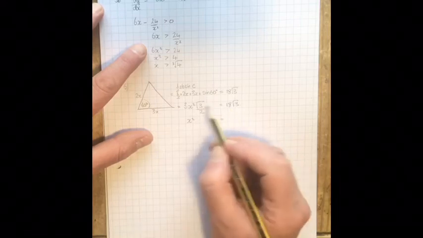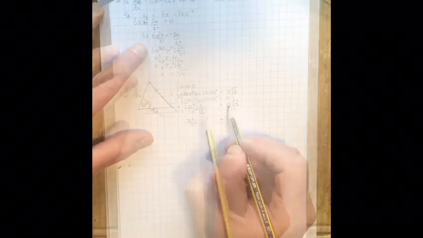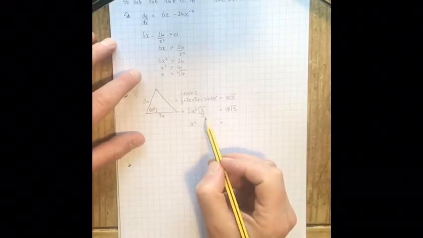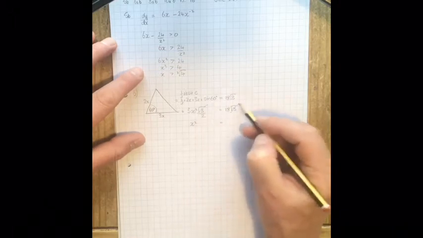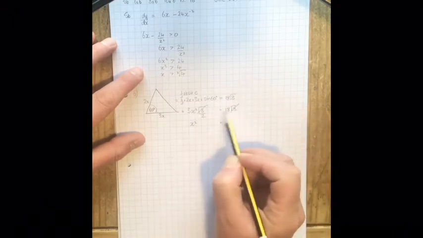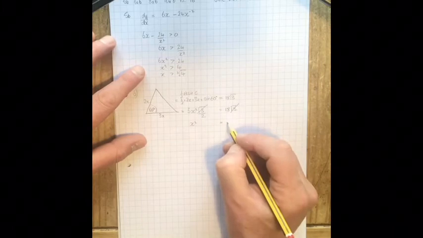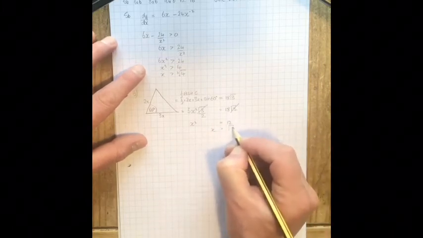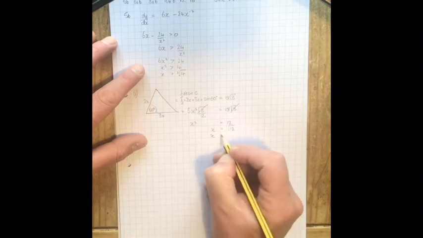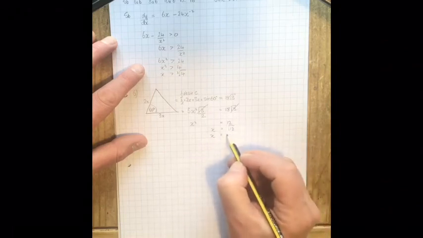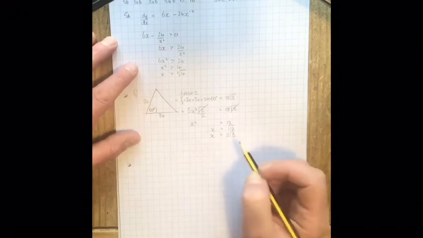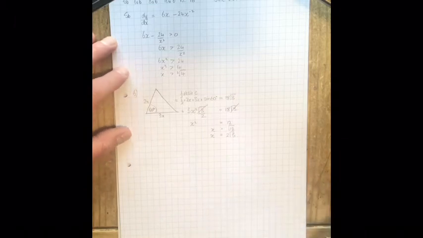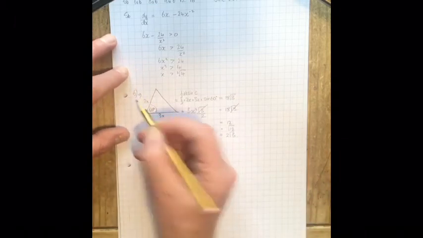So x squared is 18 times 2, 36 divided by 3 is 12. So we can cancel the root 3's. So x squared is 12. X is the square root of 12, which we can rewrite as 2 root 3, which is what they wanted you to show. So that's part A.